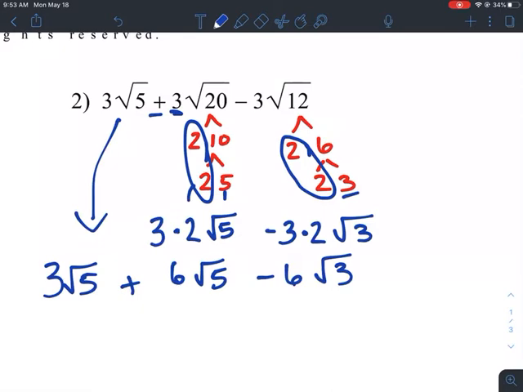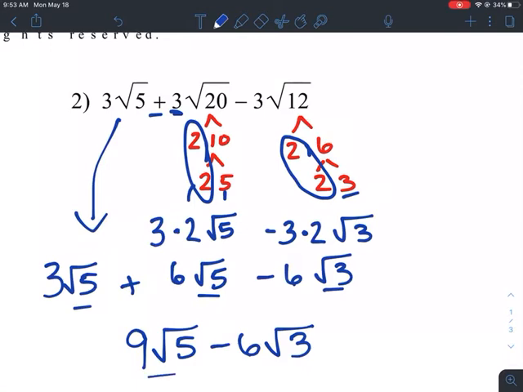So here, these 2 match, but this one doesn't. So I can add the first 2 and get 9 radical 5. And then I'm just going to rewrite that minus 6 radical 3, because it doesn't combine with anything. It's just going to stay how it is. So, sometimes your answers look like this, and that's fine. That's the simplest version of whatever this number is.